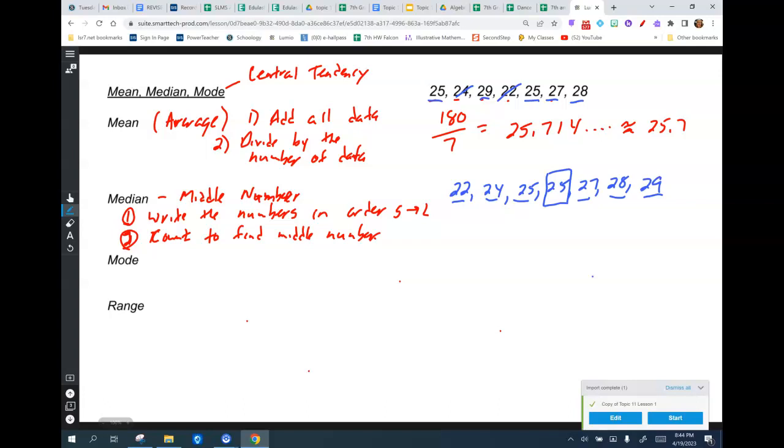Now, if we had an even number of data, we would take the two middle. Let's say that we had an even number, we would take the two middle. Well, that's not a good example. But we would take the two middle ones and we would add them together and divide by 2.